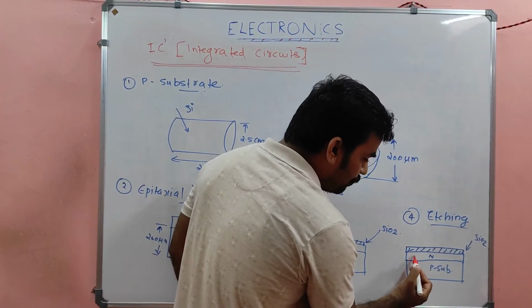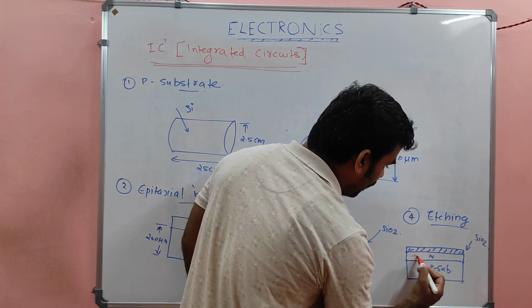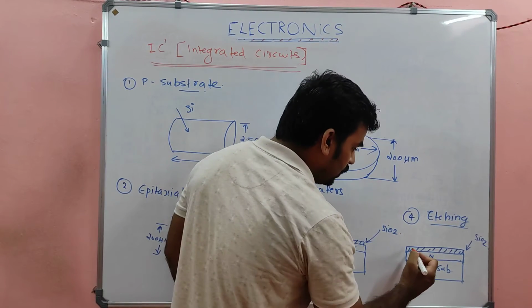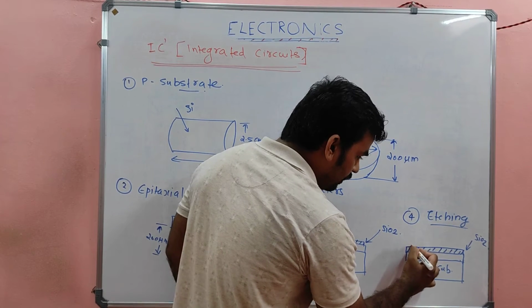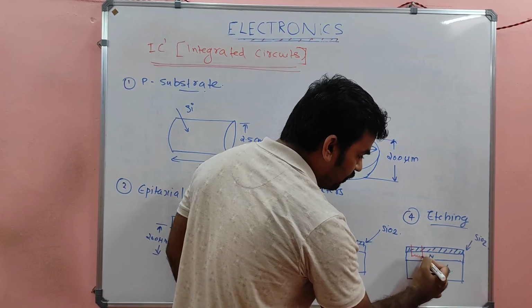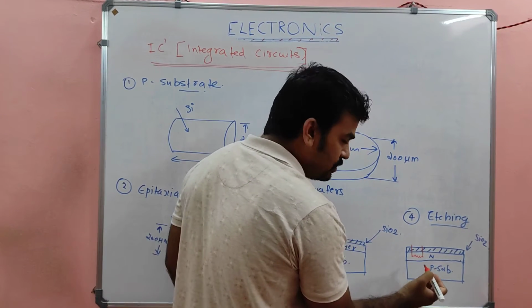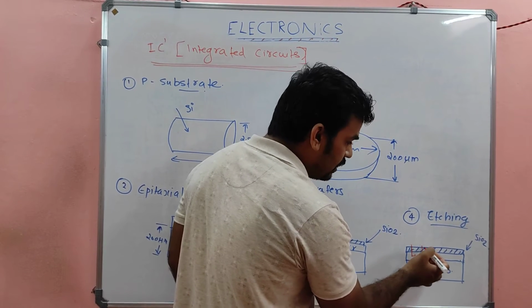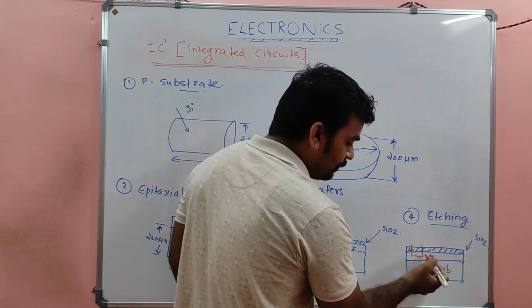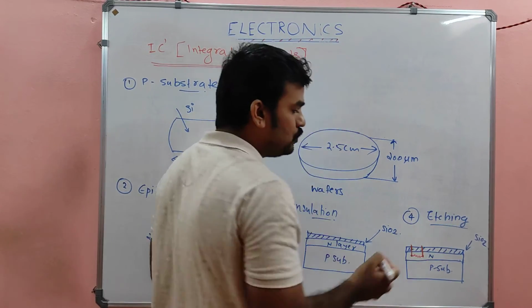Suppose here you want to create a component. Imagine you want to create a resistor. How can we create that resistor? For a resistor we need two leads. So how can we produce a lead? Drill here over this SiO2 layer, drill again over this region and connect here. So this drilling is called etching.